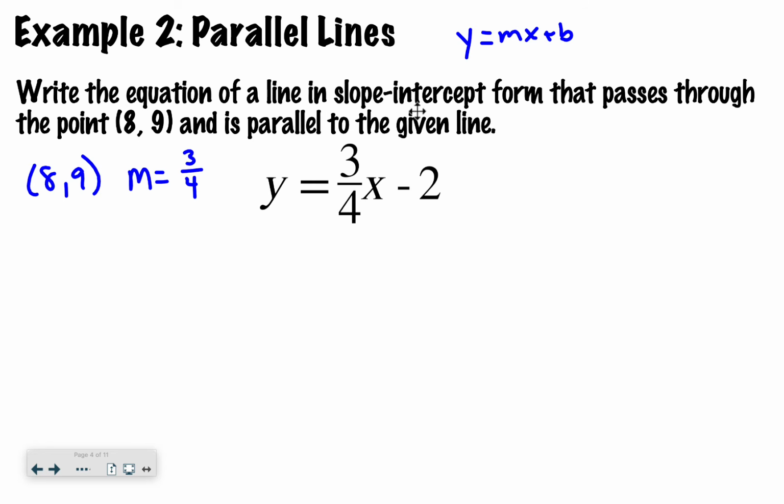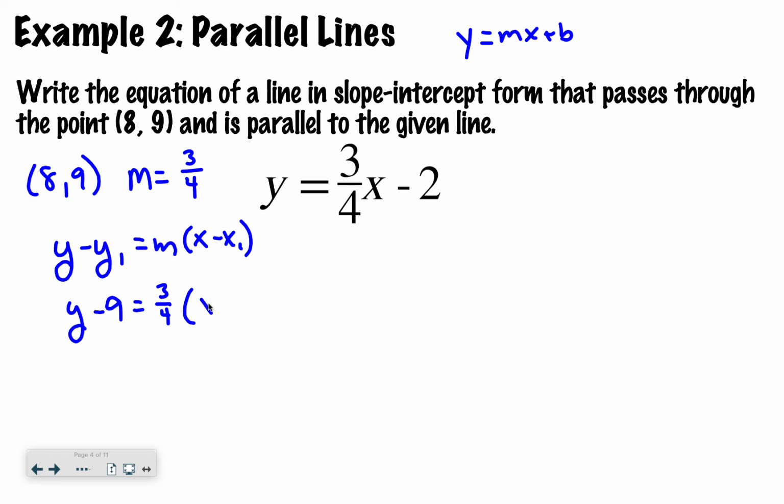And you might be saying, but Ms. Johnson, it's asking for slope-intercept form. And I'm going to say, well, good thing yesterday in the last video, we talked about how to go from point-slope to slope-intercept form. So let's jump right in. Let's remember our point-slope form is y - y1 = m(x - x1). So I'm going to say y - 9 = 3/4(x - 8). Okay, so I've got it in point-slope form.